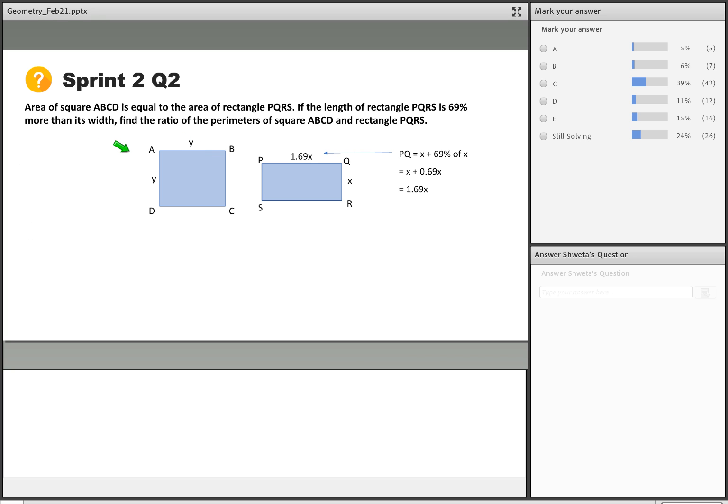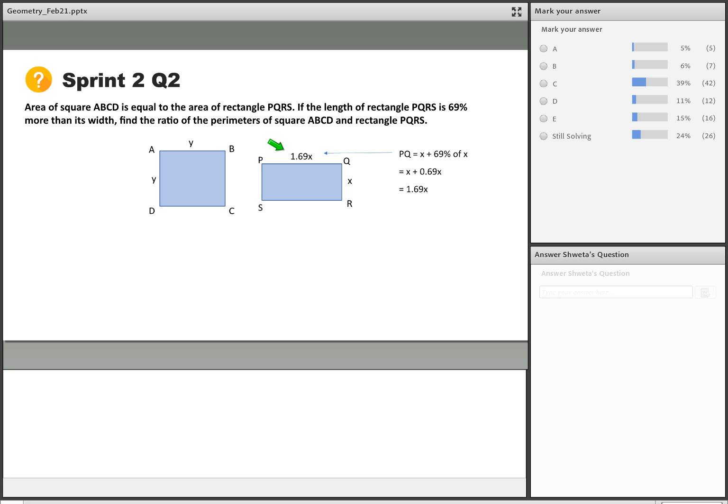What do I have? Here is my square ABCD and here is the rectangle PQRS. Now I know something about the square. The sides of the square have to be equal. So it's y and y. I don't know the value, I'm just giving it a name. I'm calling it y. For the rectangle now, if my width is x, I'm given that the length is 69% more than the width. 69% more than the width means x plus 69% of x. You convert this to decimals and you get x plus 0.69x, which is 1.69x.